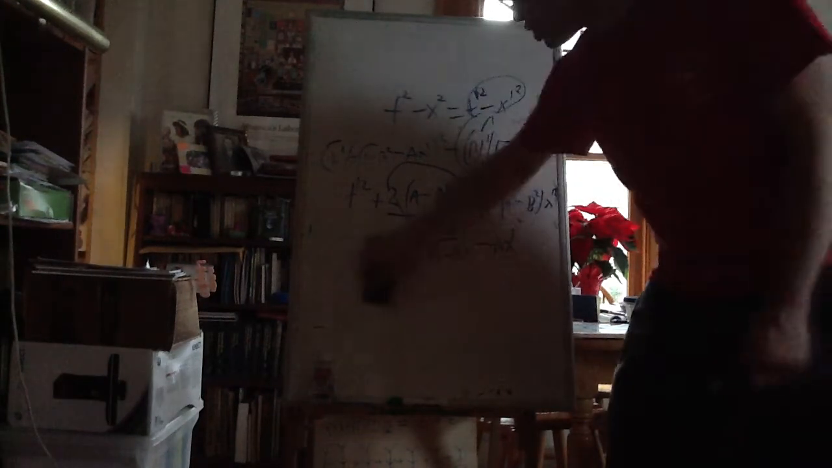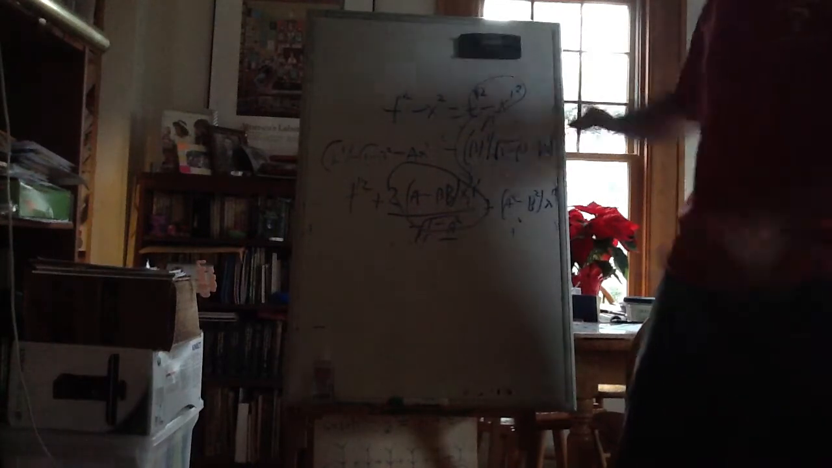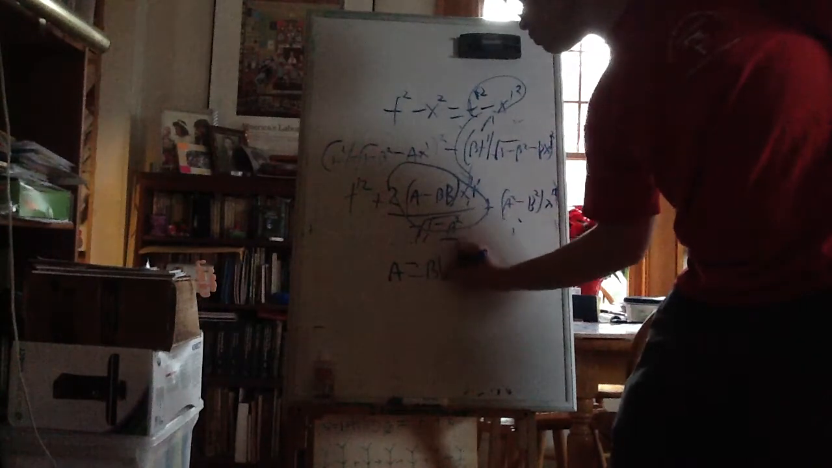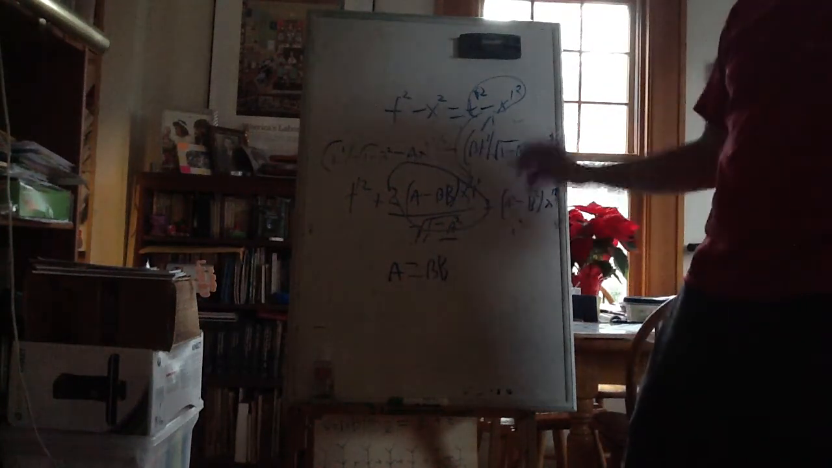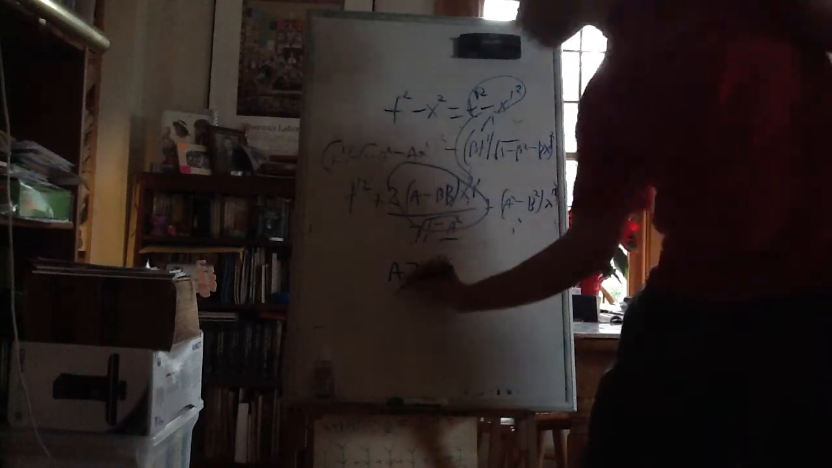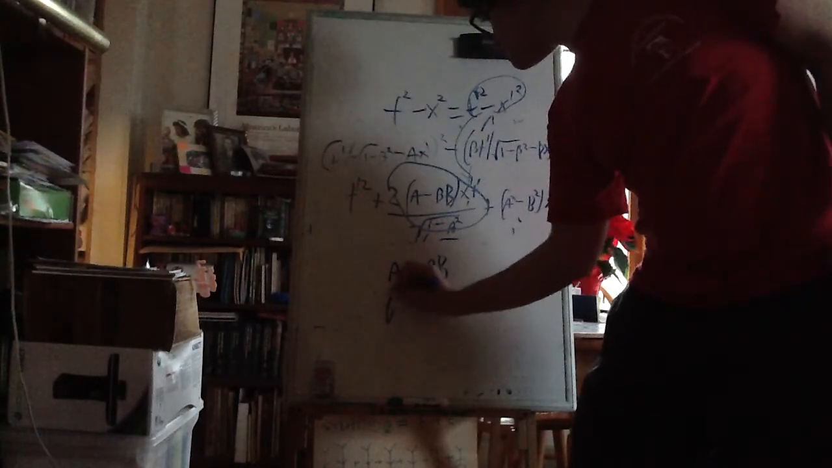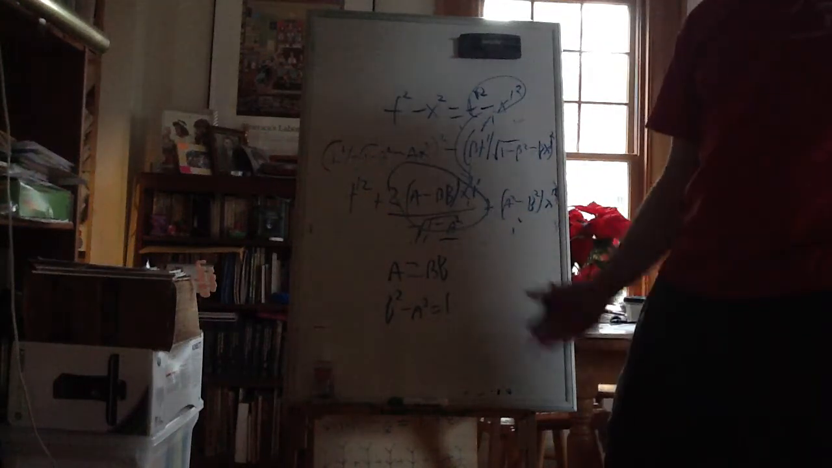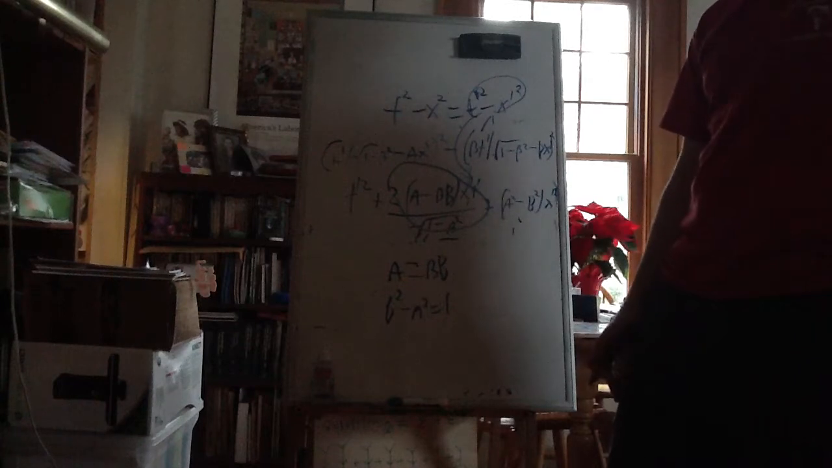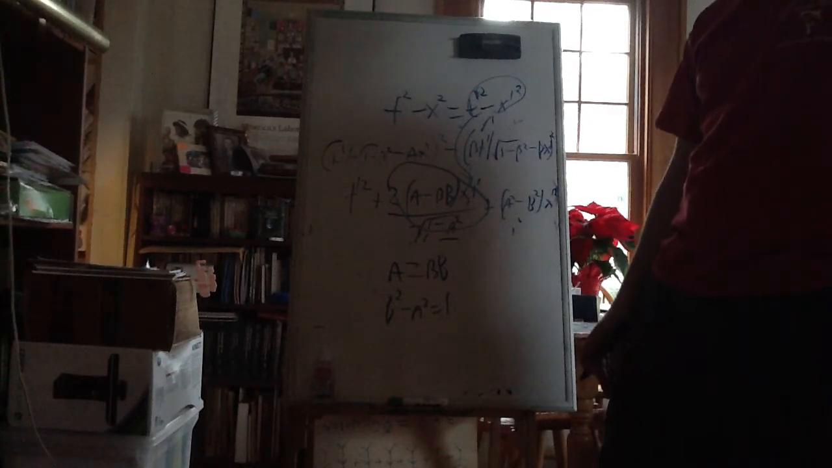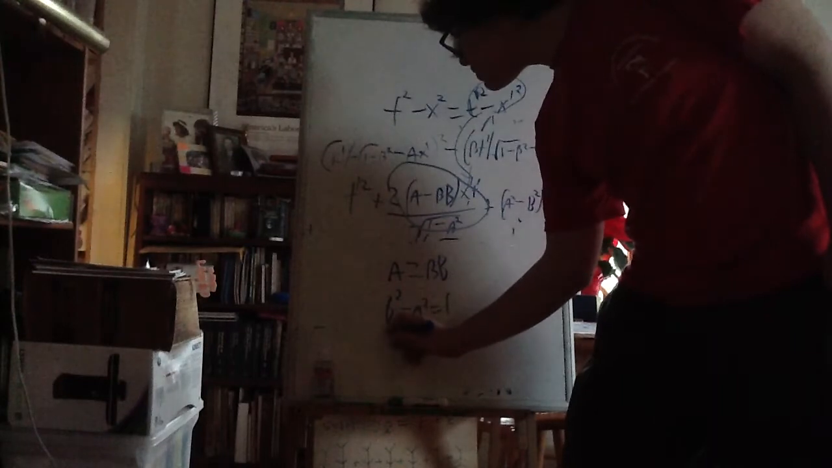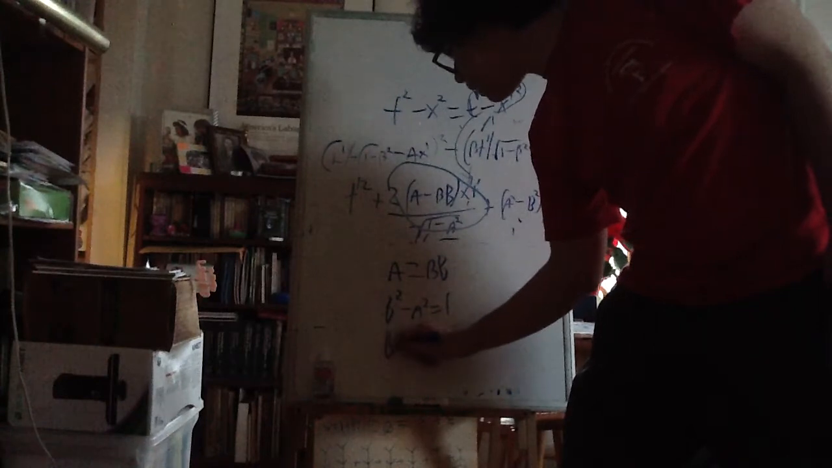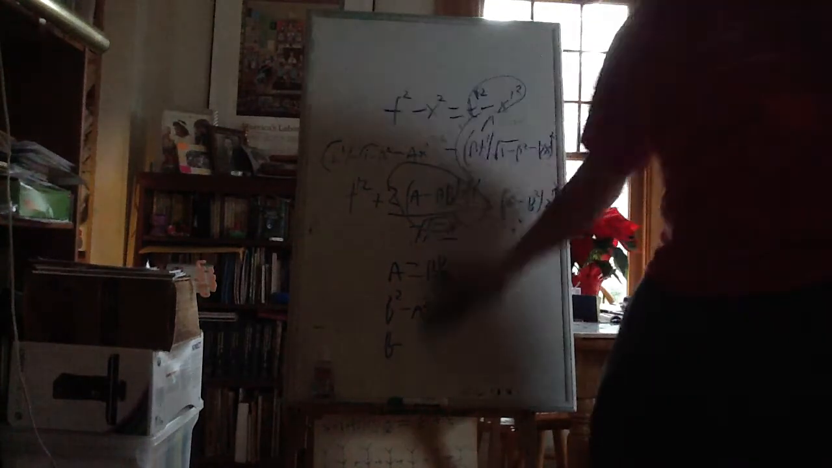So let's put that into action here, shall we? First of all, a equals beta b. It must, or else nothing of use will happen here. And then b squared minus a squared has to equal 1. But then again, if b squared minus a squared equals 1, then in theory we should still have b minus a, well, yeah, b squared minus a squared must equal 1.